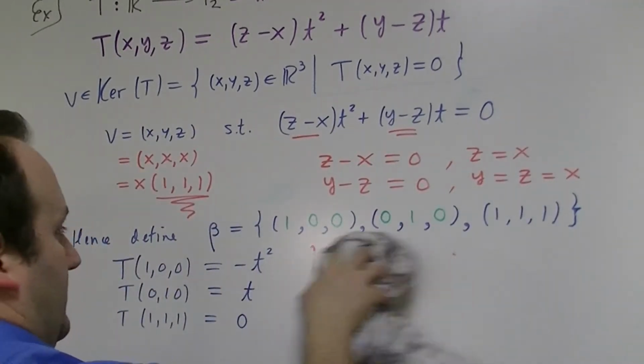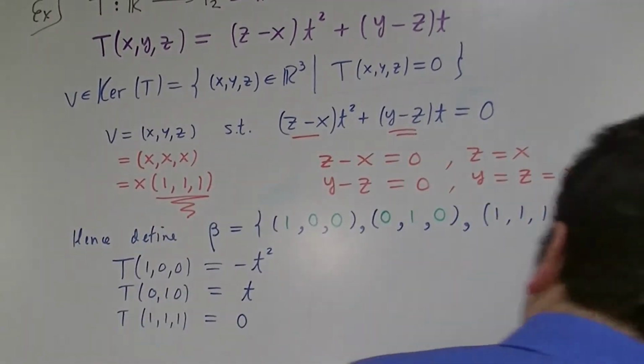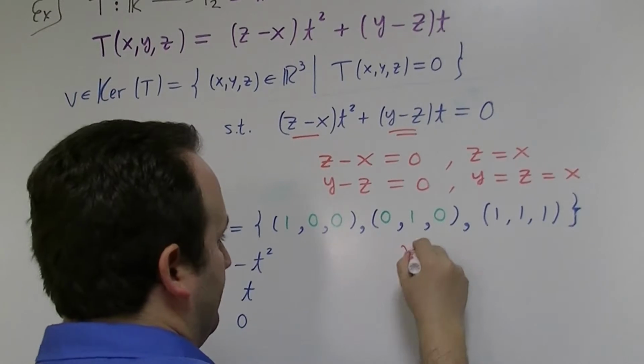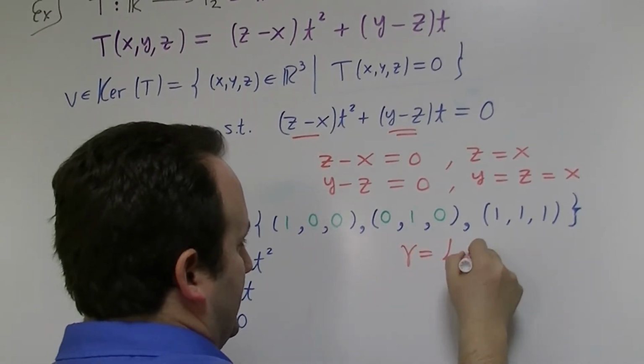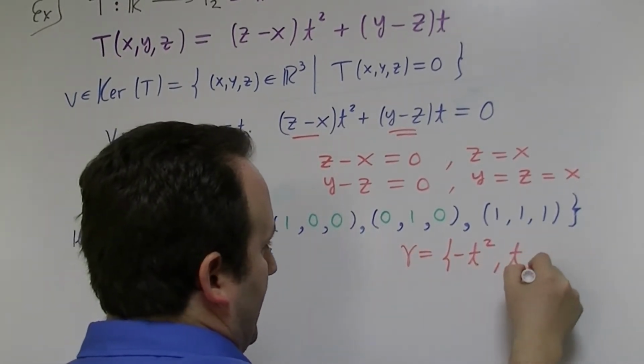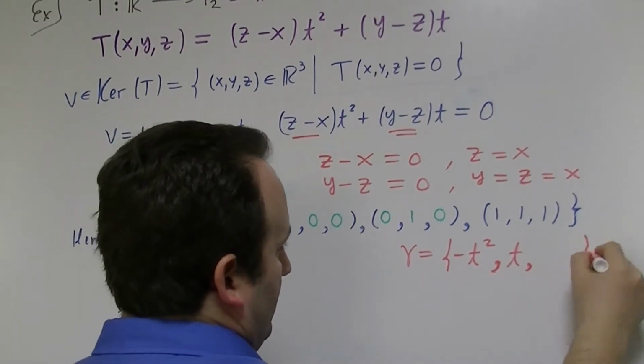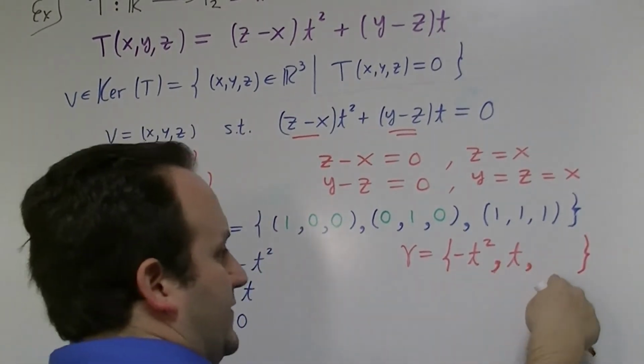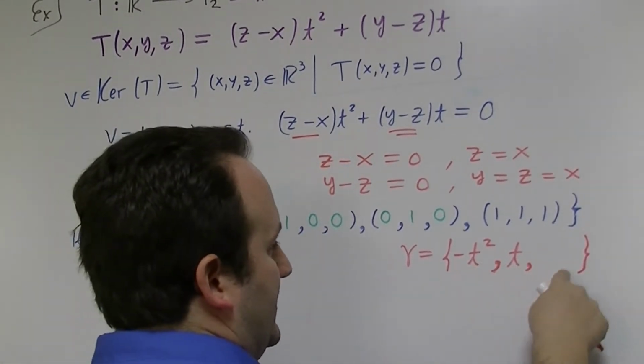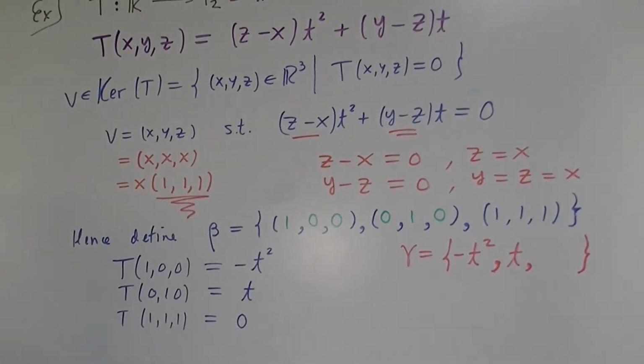Let's try this again. Leave myself a little bit more room here. So let gamma equal minus t squared, t, comma, something we don't know yet. I just need something else which is linearly independent in P2 and completes the basis. I want to extend to a basis of the codomain, which in this case is P2. What do I put there? Not 0. Definitely not the thing to do.